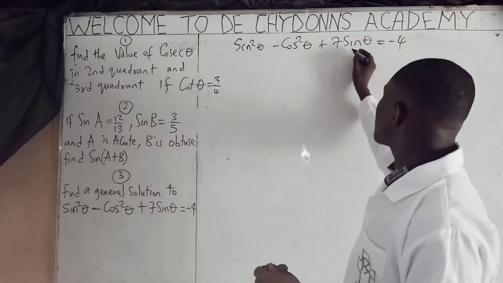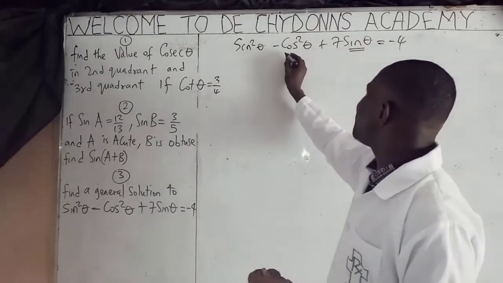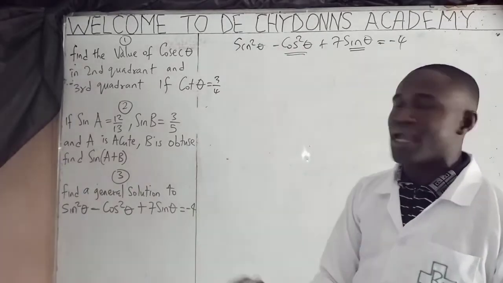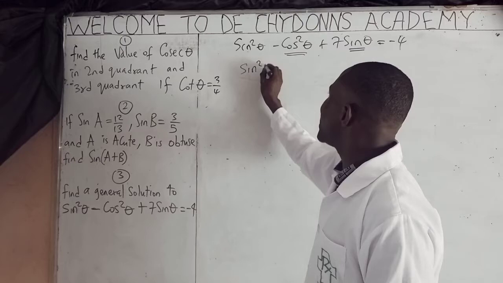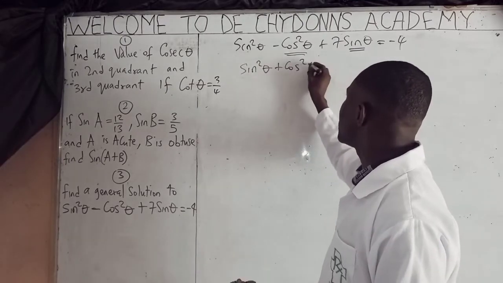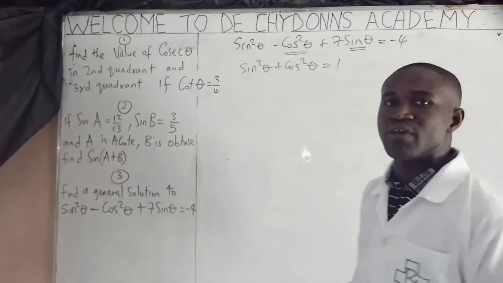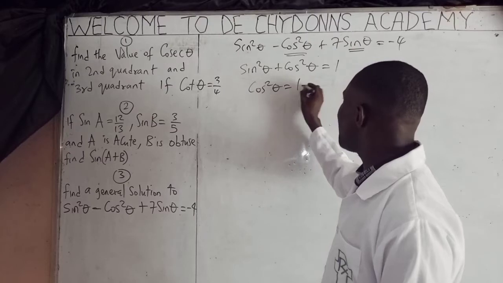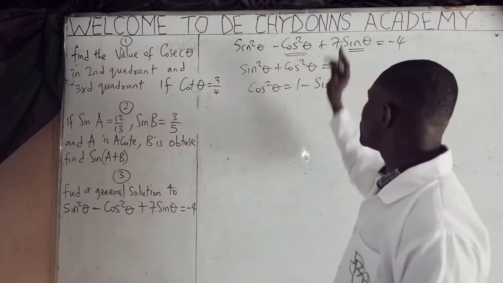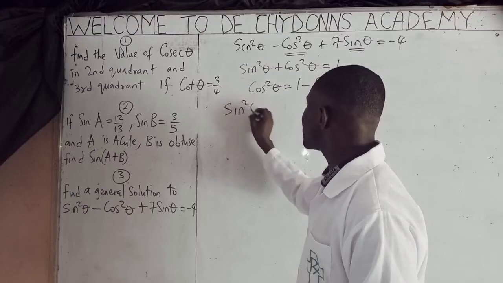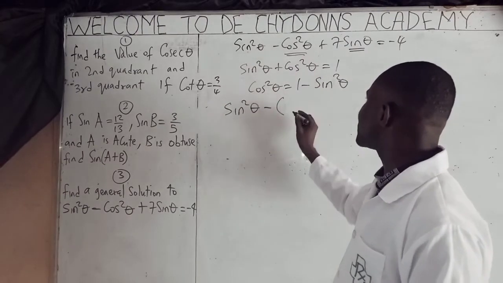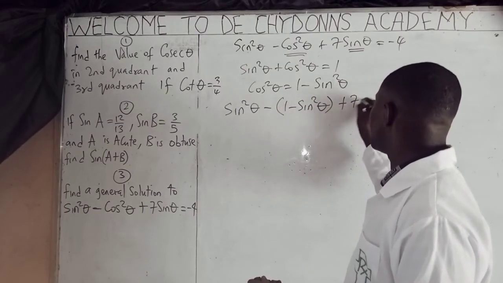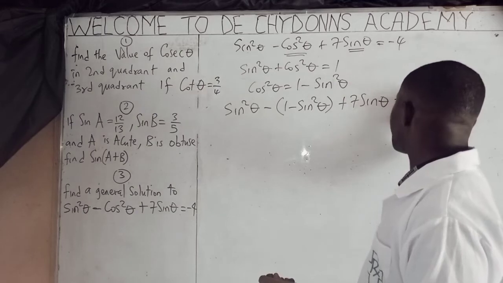Okay? Now, because we have sin theta here, please convert sin squared theta to be in form of sine. Convert cos squared theta to be in form of sine. Remember that sin squared theta plus cos squared theta is equal to 1 from our first derivation in trigonometry. So, cos squared theta will be equal to 1 minus sine squared theta. So, we replace. We say sin squared theta minus bracket, remove cos squared theta, put 1 minus sin squared theta, then plus 7 sin theta equal to minus 4.